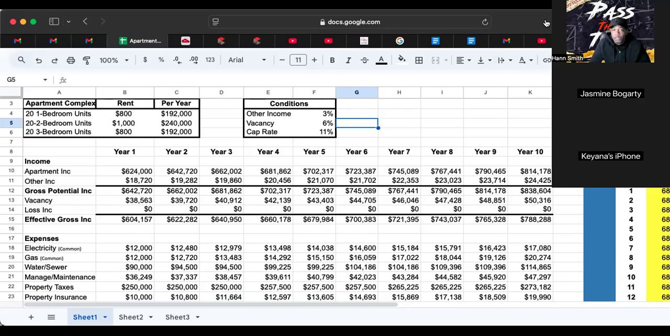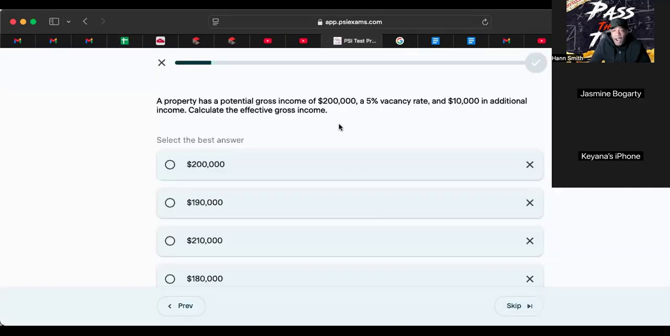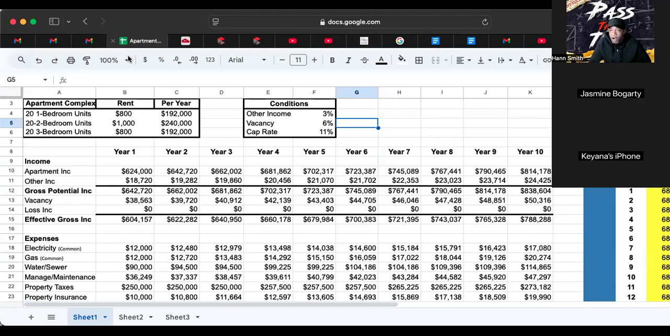So now let's go back to the problem. The problem reads a vacancy rate of 5%. Now they trip you up and go back and say, and $10,000 of additional income. So now we know this 10,000 has to be added into this. So it's really 210,000 as the gross potential income, right? So let's just work this out. What we know is we've got to understand these definitions right here. And it's not that hard.